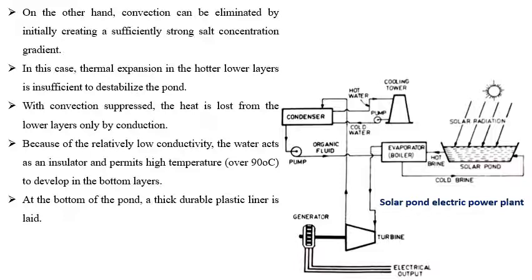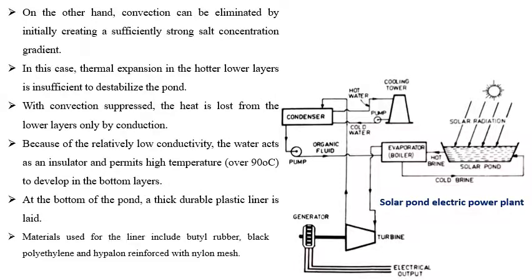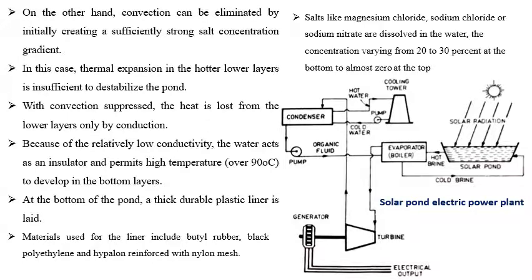At the bottom of the pond, a thick durable plastic liner is laid. Materials used for the liner include butyl rubber, black polythene, or reinforced nylon mesh. Salts like magnesium chloride, sodium chloride, or sodium nitrate are dissolved in the water, with concentration varying from 20 to 30% at the bottom to almost zero at the top.